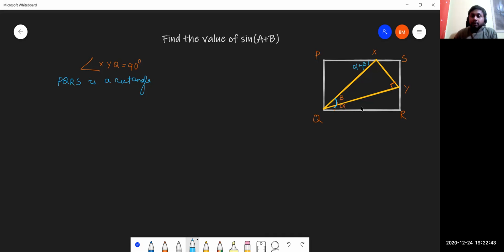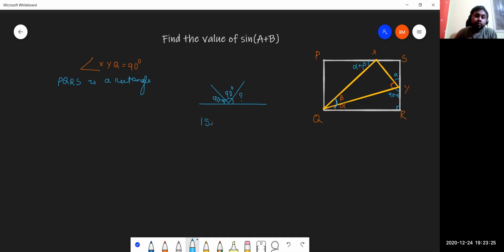Now, if this angle is alpha, in triangle QRY, this is also 90 degrees because it's a rectangle. So this angle here will be equal to 90 minus alpha, and this angle will be alpha because the addition of all the angles on a straight line is 180 degrees. Here this angle I'm considering as 90 minus alpha, and this one is already 90, from the construction we have done, and we have to find this one.